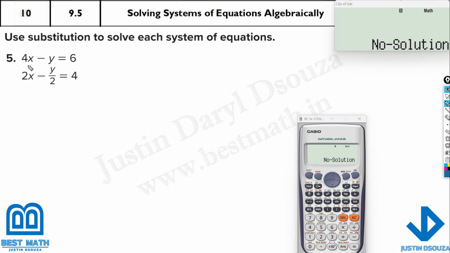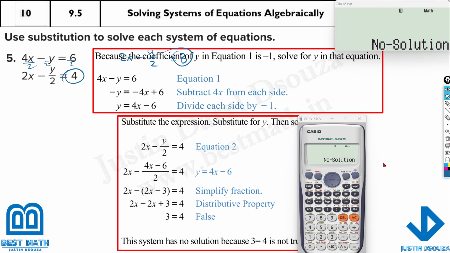Now, what you need to do is just divide this entirely by 2. So what happens here? It's 2x minus y by 2. It's all the same, but here it'll be 3, but we wanted 4. I mean, over here it's 4. Since it's different, it's no solution. But if it was 4 here, then it would have been infinite solutions. So here the answer is no solution.